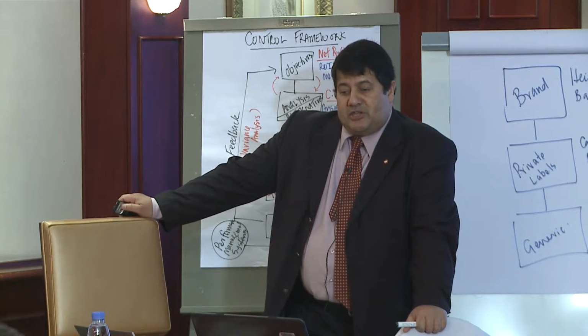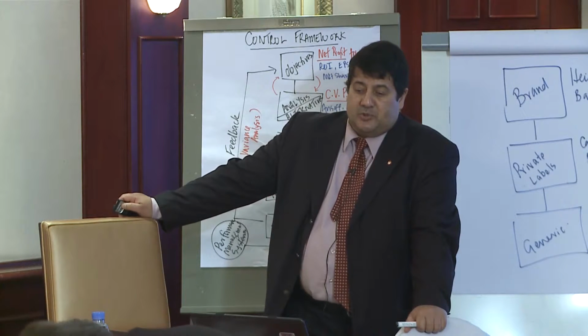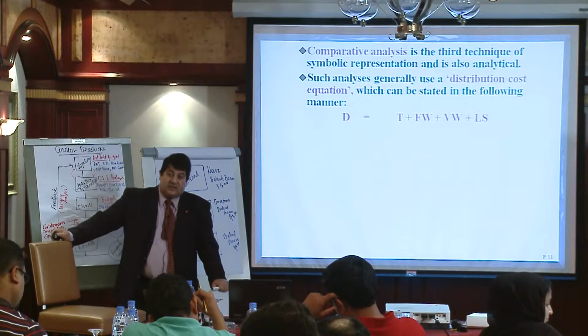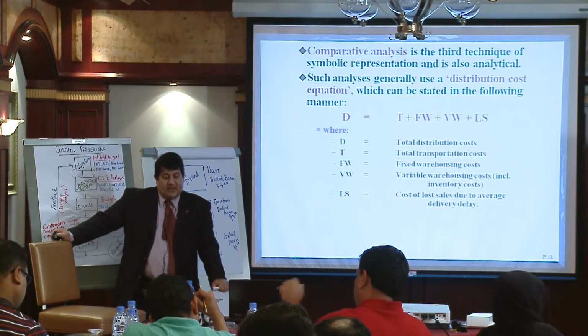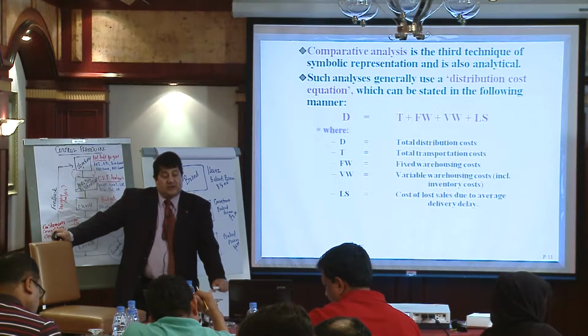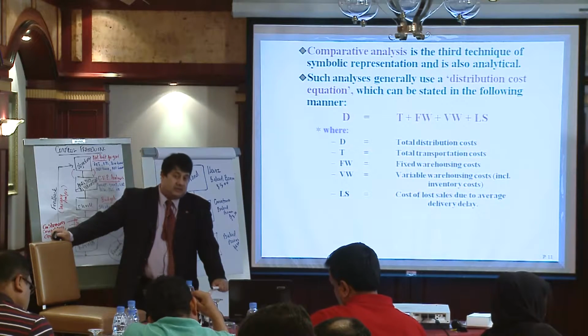We're going to look at the distribution equation, which is essentially the distribution cost is equal to the transportation cost, the fixed warehousing cost, the variable warehousing cost, and the level of sales. So LS is either the level of service or the lost sales due to average delivery delay. It means the same thing.